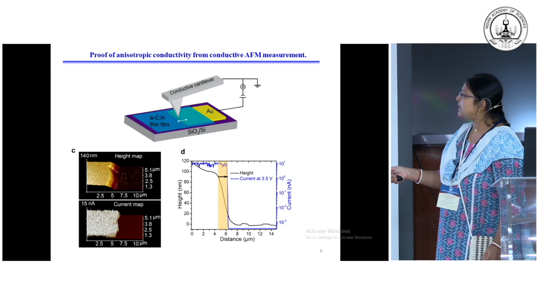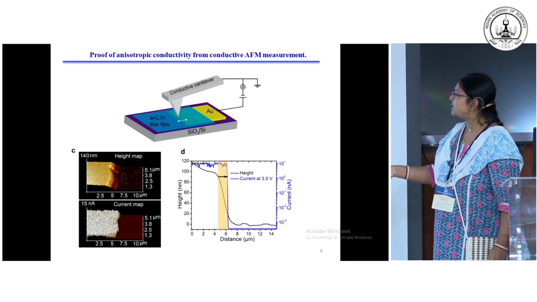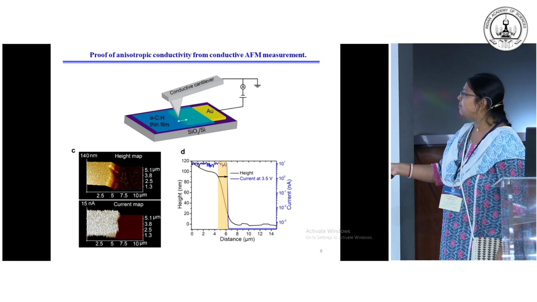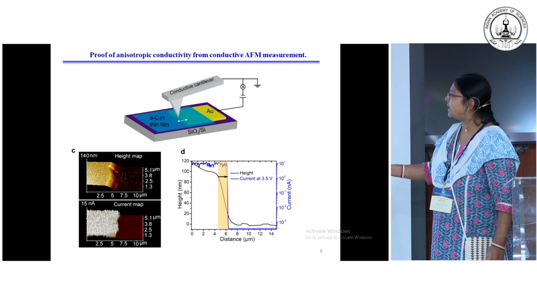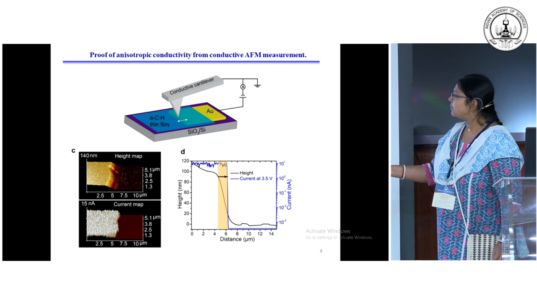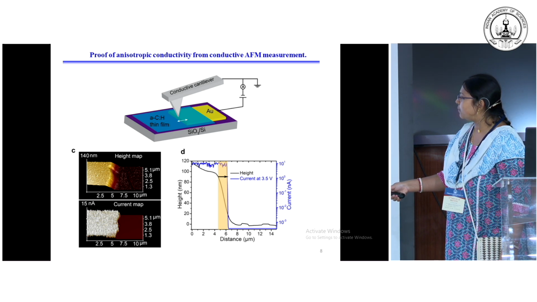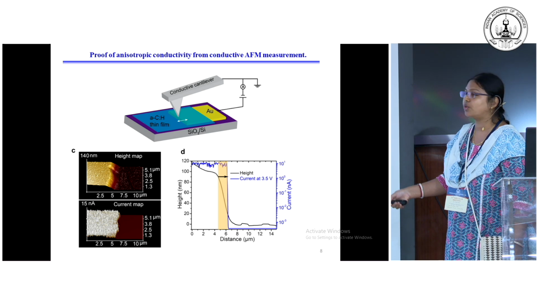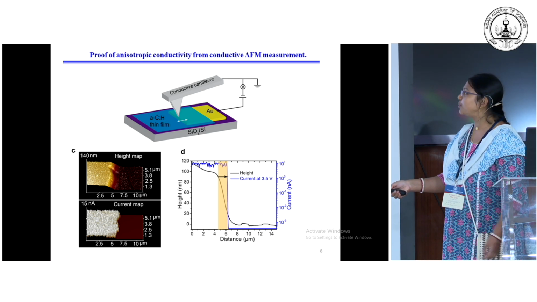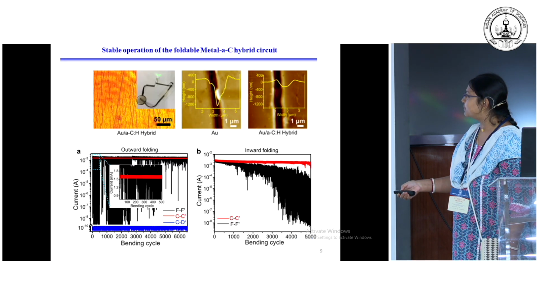There we transferred the amorphous carbon film over a gold pattern over the SiO2 wafer, and we measured the conducting AFM at the interface of gold and SiO2, and we compared the height map with the current map, where we found that the current was extended up to around 1.5 micrometer from the edge of the gold. This experiment also proves the anisotropic conducting behavior of the amorphous carbon film.